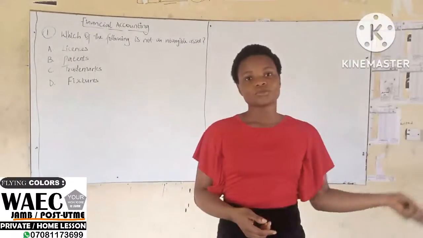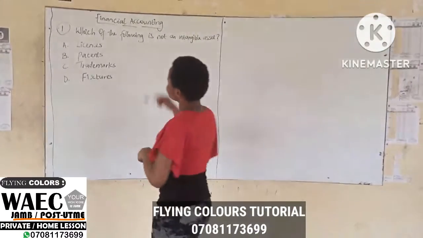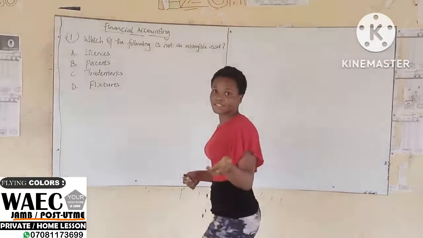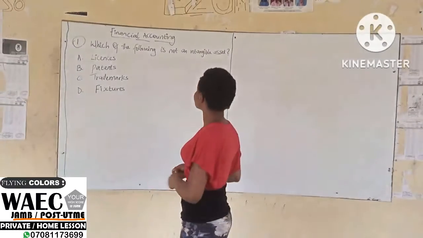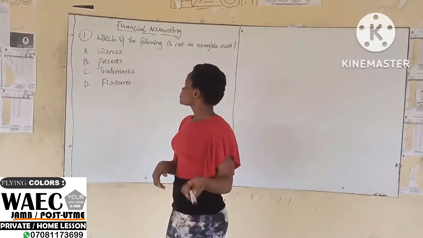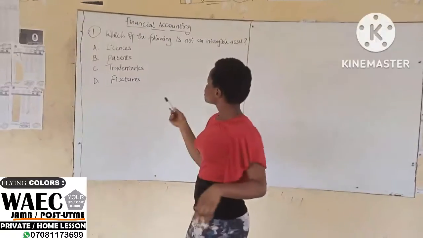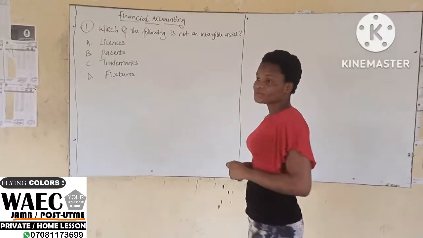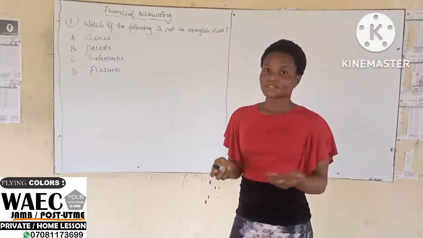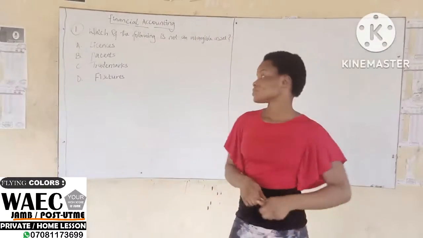Another example is goodwill. Goodwill is the good name of the company. So therefore we go over to the options. Option A, license, which I have explained earlier, is an intangible asset. Second one, patent right, is also a right given to an individual to do business. Then the third one is trademark. What's trademark? Trademark is what a business is known for.